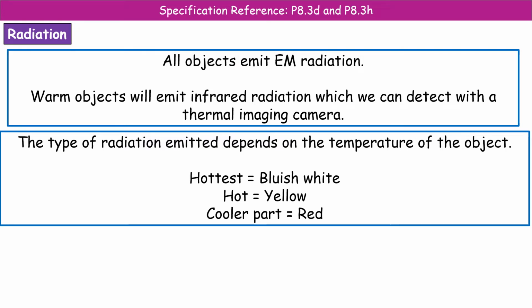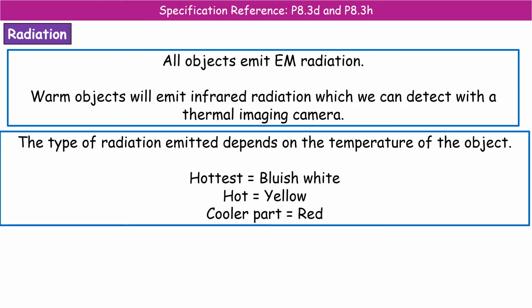So first of all, we need to understand about radiation in terms of space generally and how this applies to things like stars. If we go to basics, all objects emit electromagnetic radiation. Warm objects are going to emit infrared radiation, and we can detect that with a thermal imaging camera. Think back to some of the work we've done in our previous physics work. Now, the type of radiation emitted is going to depend on the temperature of the object. And what we actually find is that objects at different temperatures look different colours.